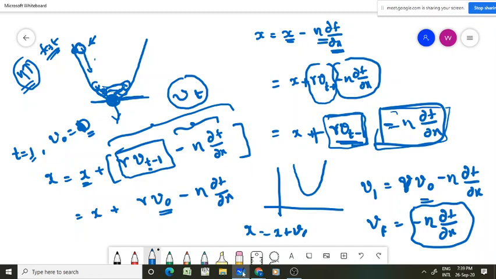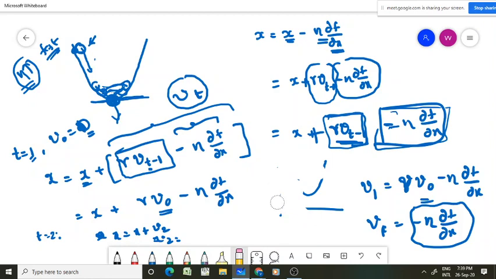So why I am telling this one is, see, now in the second iteration, what is the updation? x equals x plus V2, where V2 equals what? Here V2 equals, don't worry, I will explain when we go to the numerical calculation, then we can easily understand.